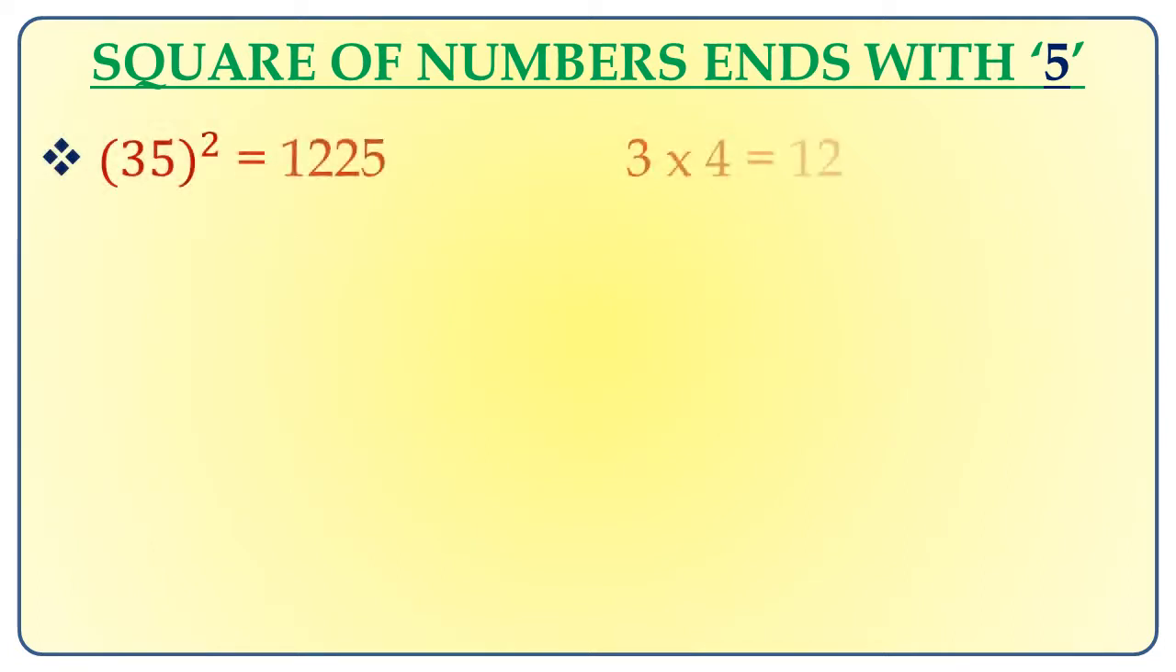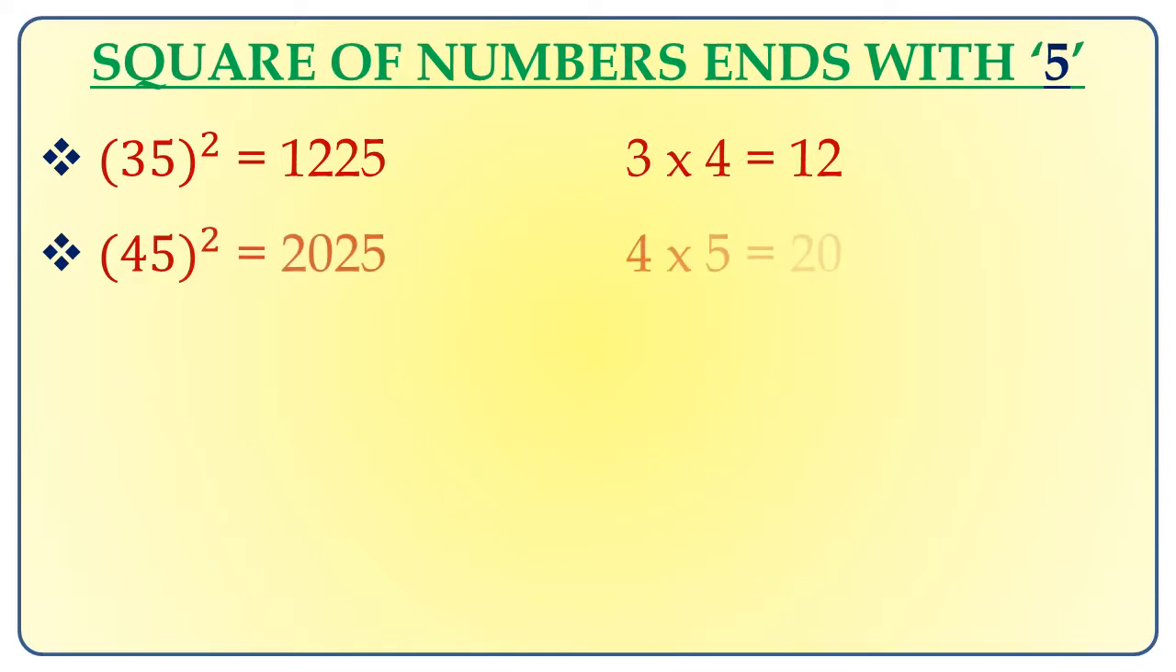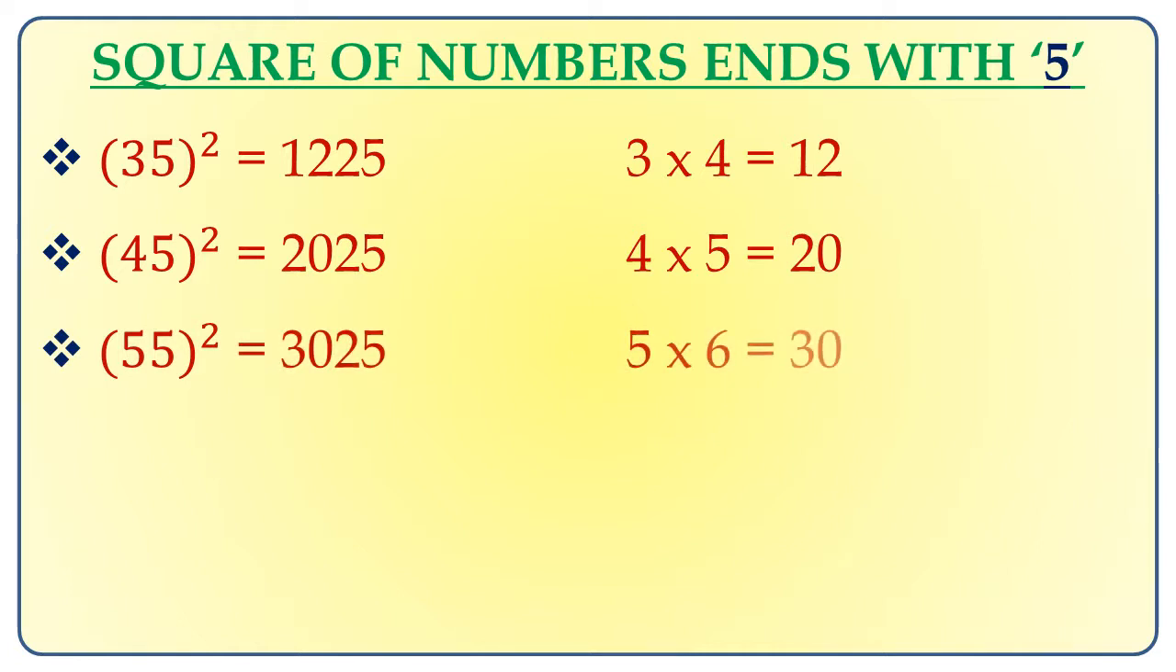Now here 35 square. So 25 will be there. If it ends with 5, always write 25 as the last two places of the answer. And the left out number, that is 3, multiply 3 into 4, 12. 45 square. Now for 5, 25 will be there. The left out number is 4. We multiply 4 into 5, 20. So the answer will be 2025. Next is 55. For 5, we have written 25 here. And for the other 5, 5 into 6, 30. So the answer is 3025.